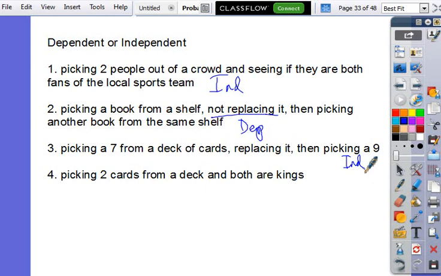Picking two cards from a deck and both are kings. That one's dependent. Even though it didn't say not replacing, you have to think about it. You're not replacing it because I'm picking two of them at the same time. So I didn't replace anything. That makes it dependent.